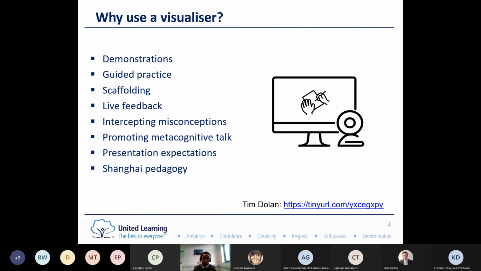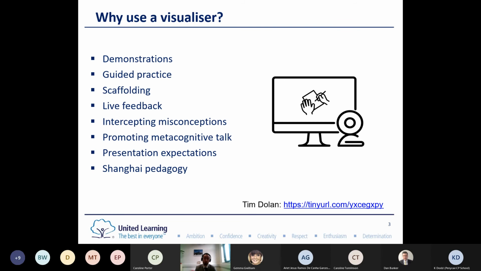I also think Visualisers are great for promoting metacognitive talk, because it allows you to narrate your own thinking, your own decision processes as you work your way through a problem, and that's something that has been proven by research to have a big impact on student attainment.